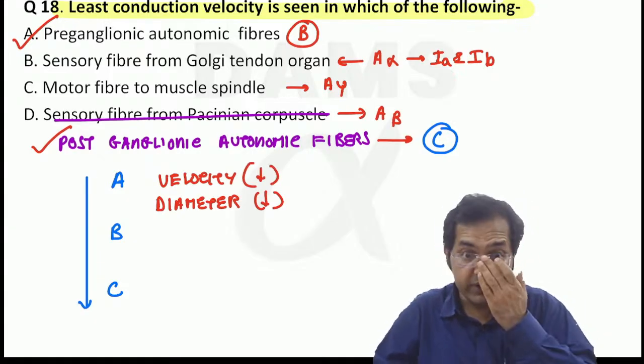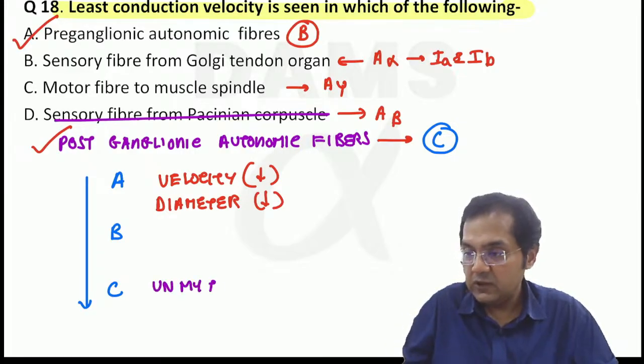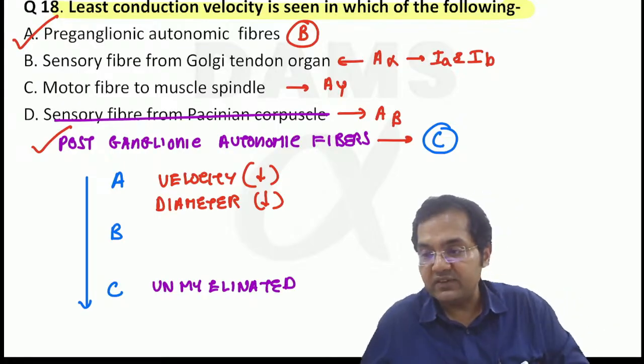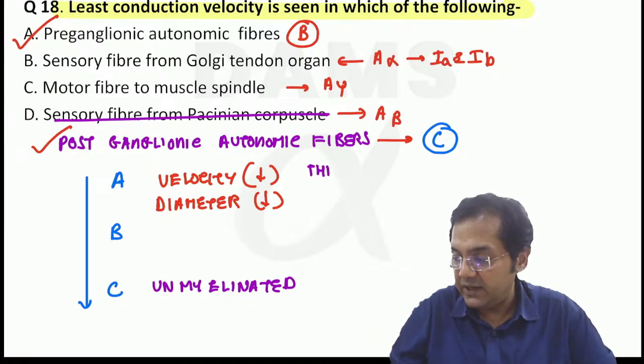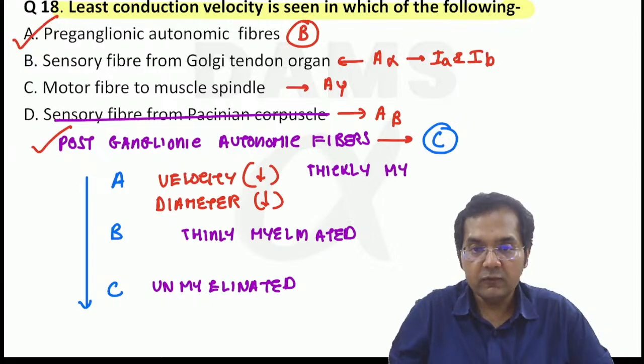Very, very important. Plus the problem is C fibers are unmyelinated. A fibers are thickly myelinated. Diameter is more. B fibers are thinly myelinated. Right?